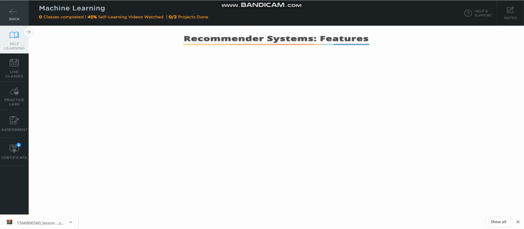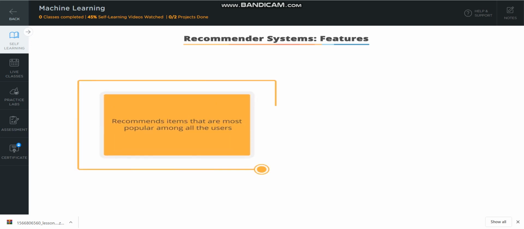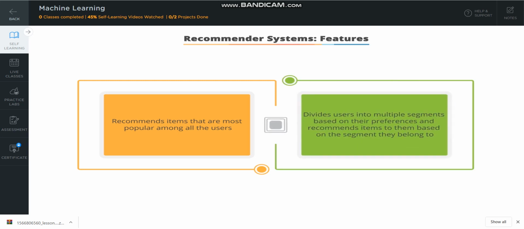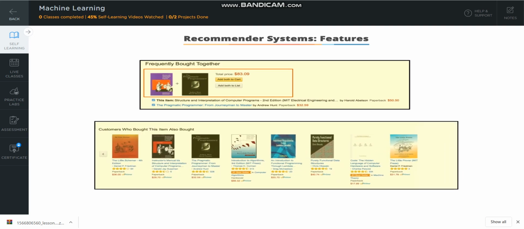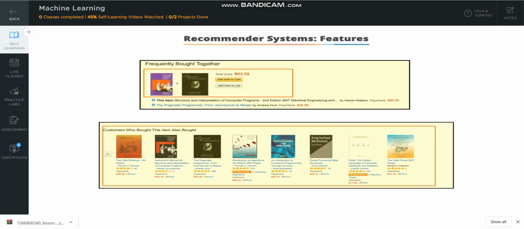Before we explore this topic, let's think of how a recommender system recommends items to users. It recommends items that are more popular among all the users. It divides users into multiple segments based on their preferences, that is, user features, and recommends items to them based on the segment they belong to. In the given example, you can see that when you go to buy a book on Amazon, it recommends books that are frequently bought together, and also gives you insights under customers who bought this also bought this.